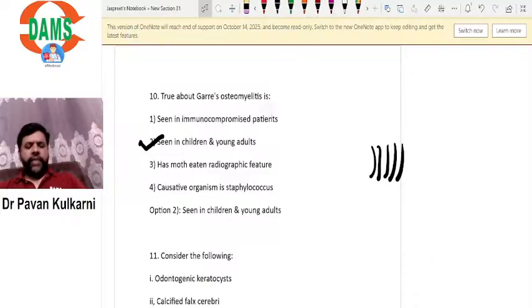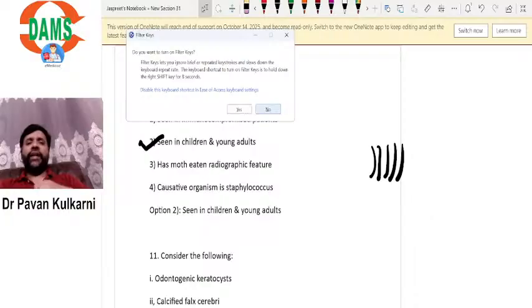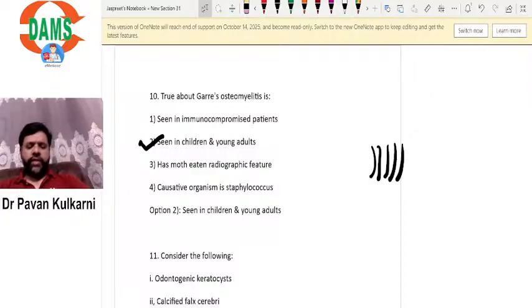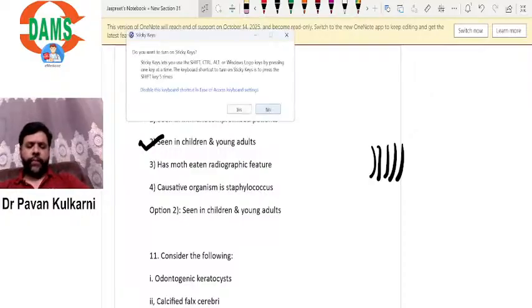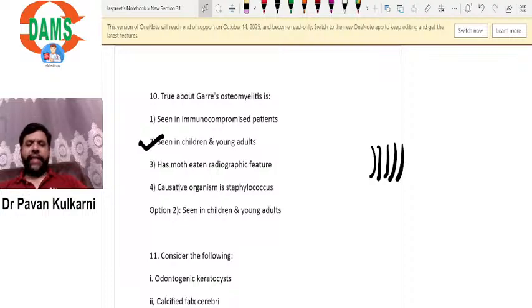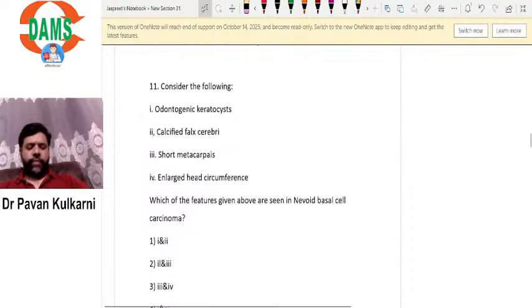Okay. Causative organism is Staphylococcus. That is wrong. Garre's osteomyelitis is the one where that is the uniqueness of that. It is not actually caused by the Staphylococcus. It is caused by the other organisms. For example, actinomyces is involved in case of Garre's osteomyelitis.